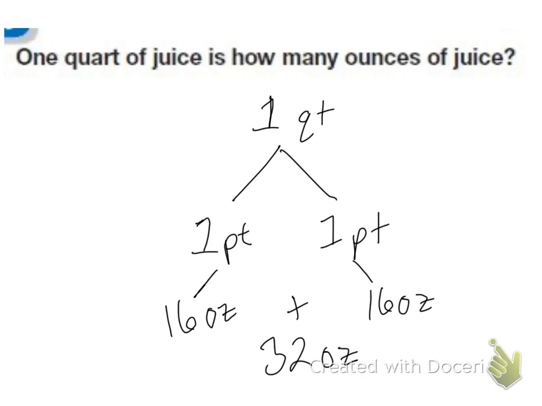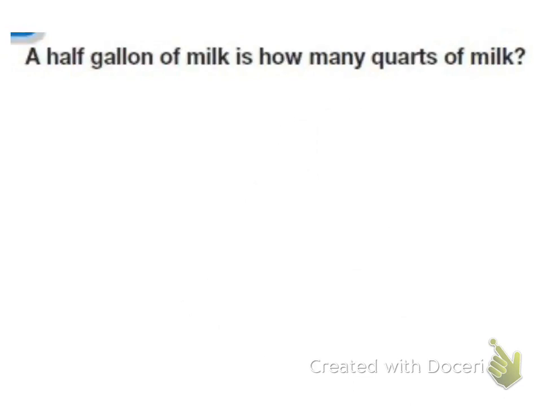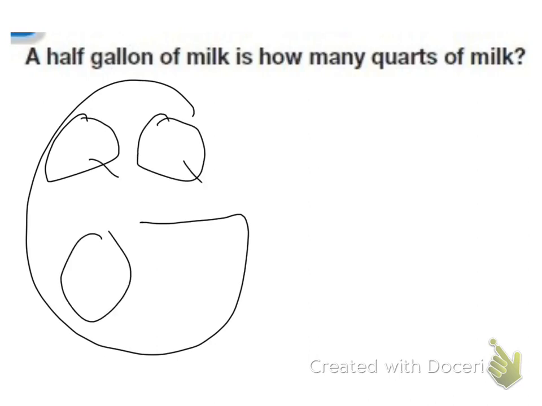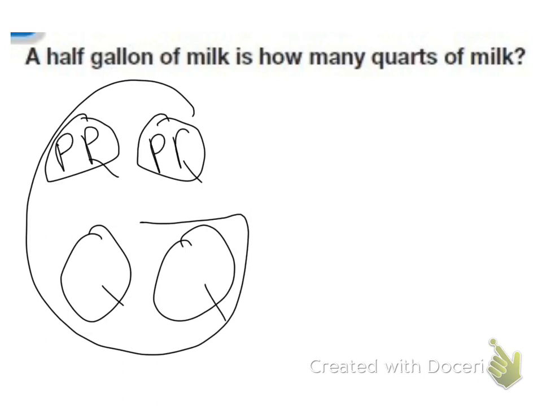Okay. All right. A half gallon of milk is how many quarts of milk? So remember, a whole gallon is equal to 4 quarts. So one way to think about it is this. You can draw a giant G. Inside the G fits 4 Qs, or 4 quarts. Inside each quart is 2 pints. Okay, and inside each pint is 2 cups, which are a little harder to see.